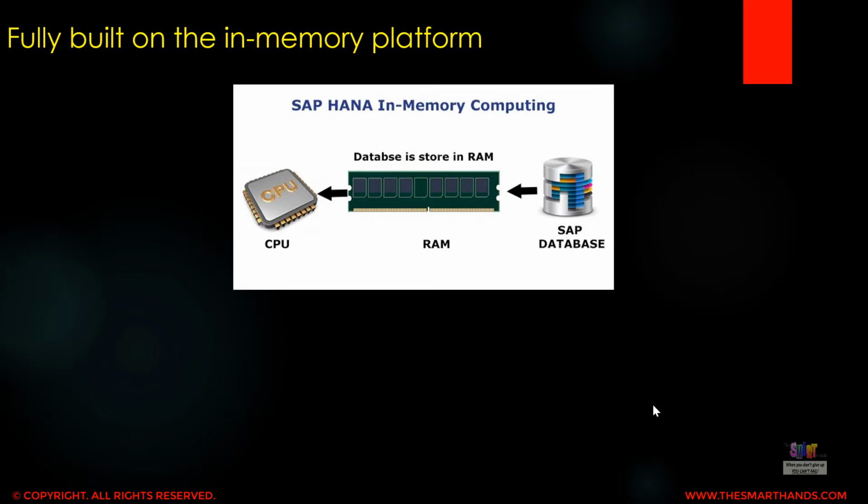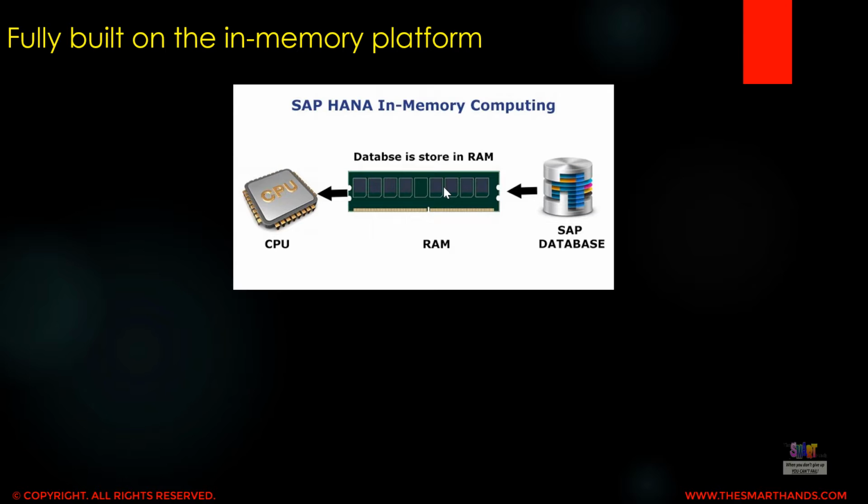So the first comparison is that it is fully built on the in-memory platform. The latest HANA system is on the in-memory platform. That means all the data is stored in the RAM, in the memory itself. In the earlier system, data used to be stored in the database, and your screen would go and fetch the data from the database. But this time the data is stored in the memory itself, and the system can quickly change any data or pull any data.